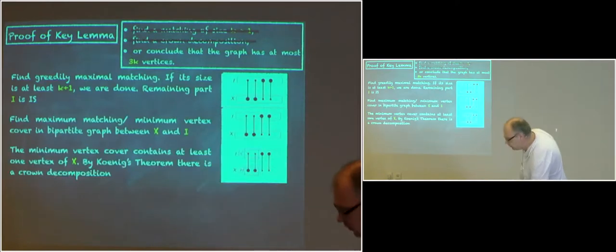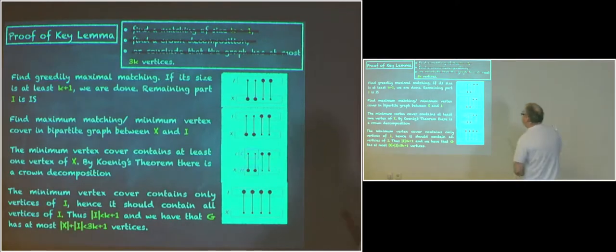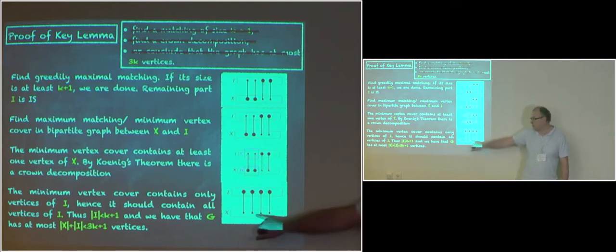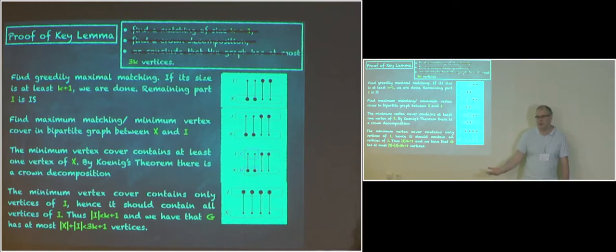So why is the size of X smaller than 2k? Okay, so what is X? I construct a greedy matching, right? The matching is of size at most k. It means that the set X cannot have more than 2k vertices.